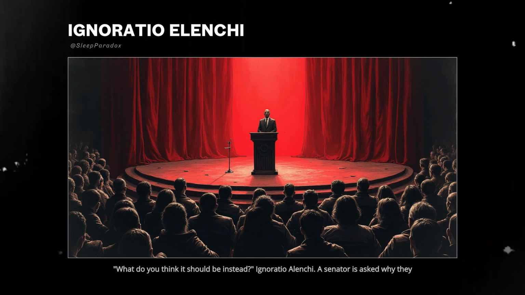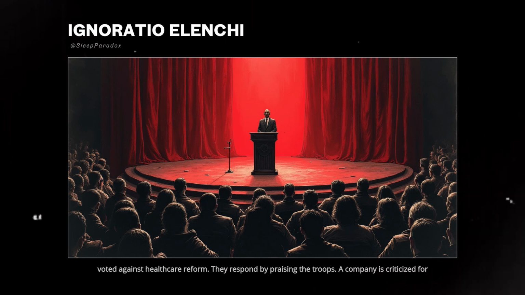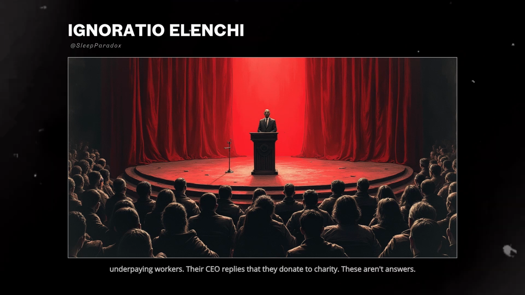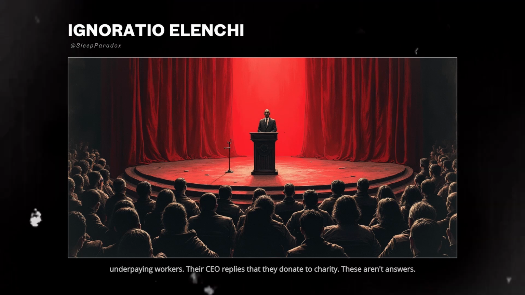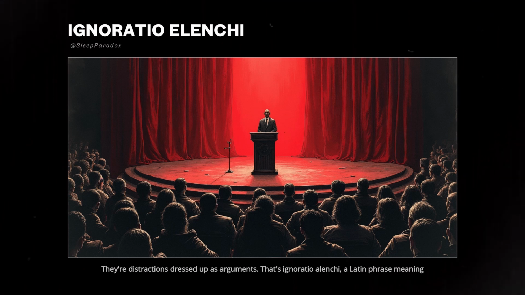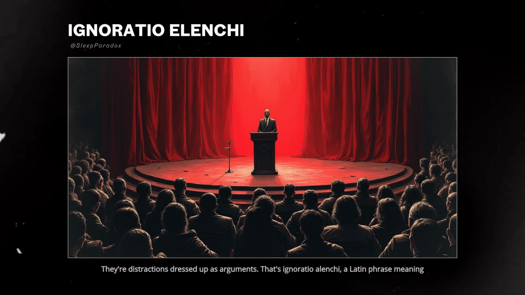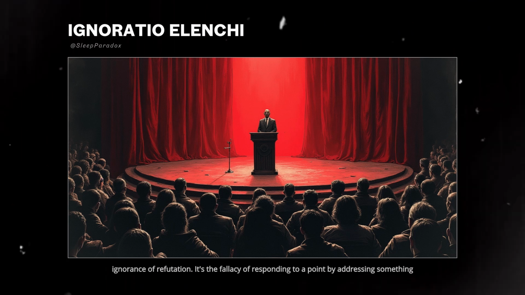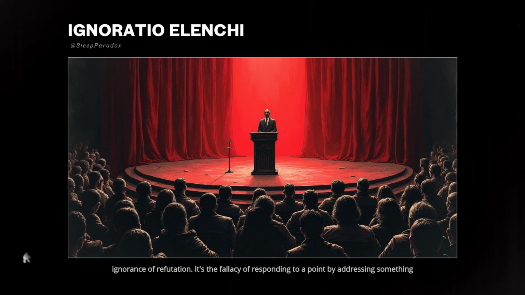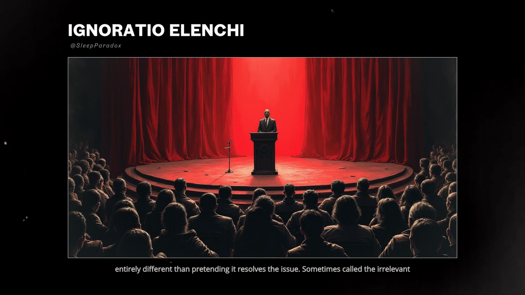Ignoratio Elenchi. A senator is asked why they voted against healthcare reform. They respond by praising the troops. A company is criticized for underpaying workers. Their CEO replies that they donate to charity. These aren't answers, they're distractions dressed up as arguments. That's Ignoratio Elenchi, a Latin phrase meaning ignorance of refutation. It's the fallacy of responding to a point by addressing something entirely different, then pretending it resolves the issue.